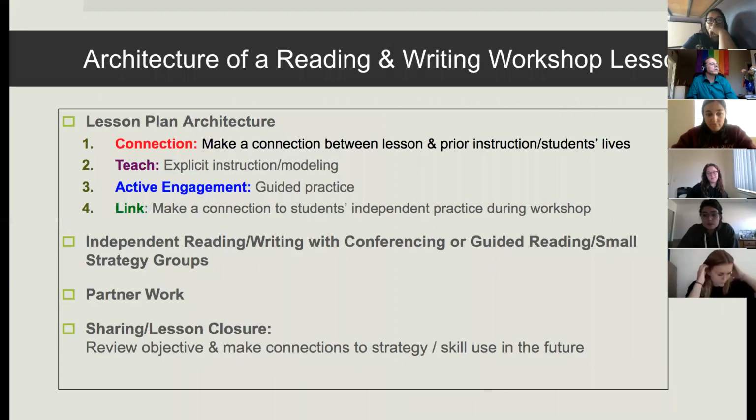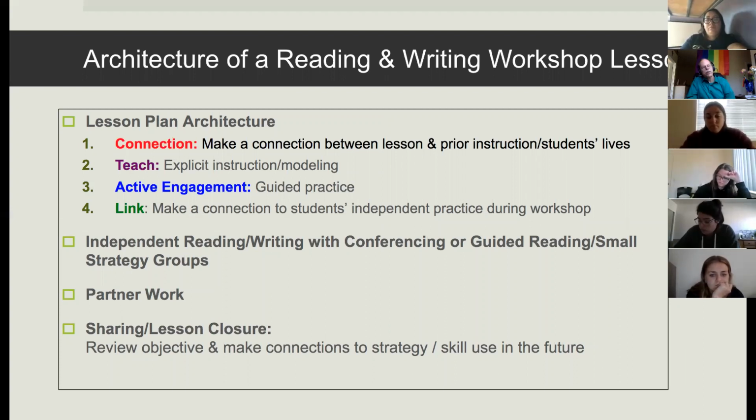All right, so those are all the components of task one. Just kind of the architecture of this whole thing is you want to make a connection between the lesson and prior instruction for students. You want explicit teaching. You want to make it so clear that you're teaching that objective and your students are learning it that anybody could see it. You want to make it very obvious. And as somebody mentioned in the edTPA tips, you want more student talk than teacher talk. You want active engagement, and you want to make that connection to students' practice during the workshop or whatever it is you're doing. And here are some ideas of things to think about.